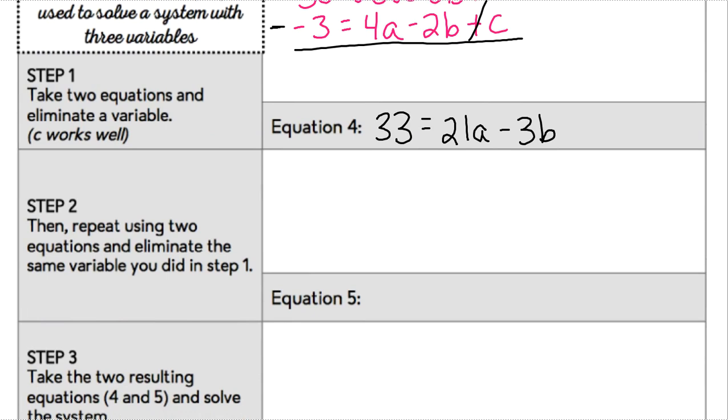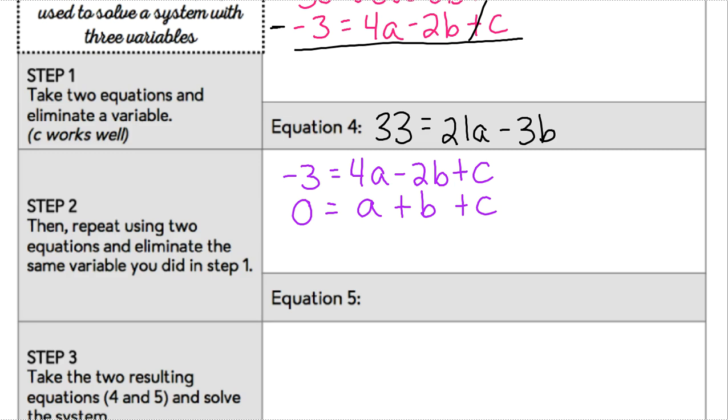Now I have to do that again with two different equations. Again, remember, I have to eliminate the same variable. So whatever two equations I pick, I have to eliminate c again. So for this one, I'm going to pick the second and third equation again. The second equation was -3 equals 4a minus 2b plus c. And the third equation is 0 equals a plus b plus c. So to eliminate, I have to subtract the c. That's what makes those eliminate again. That leaves me with -3 equals 3a minus 3b.